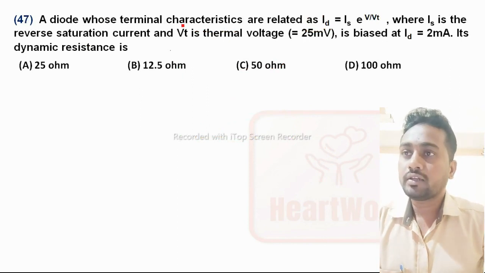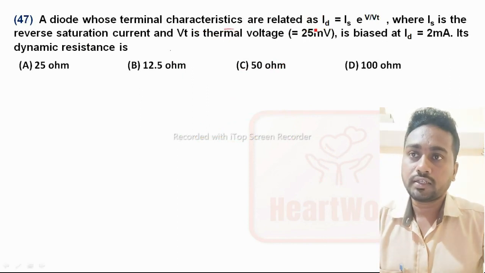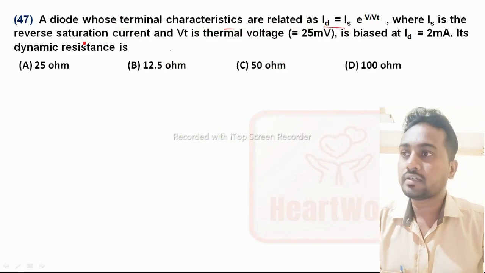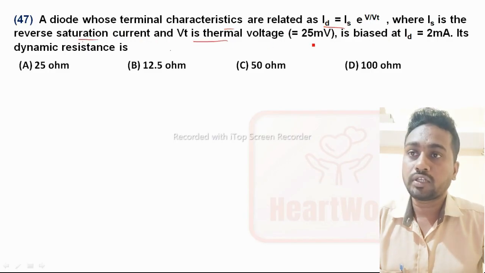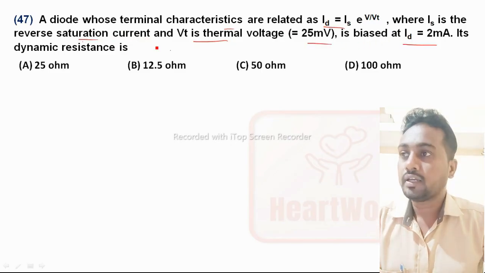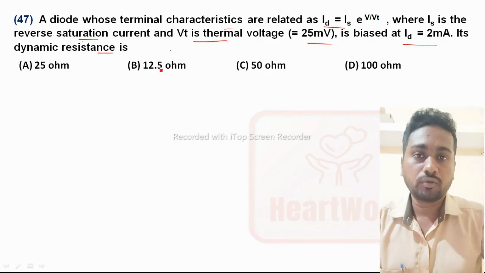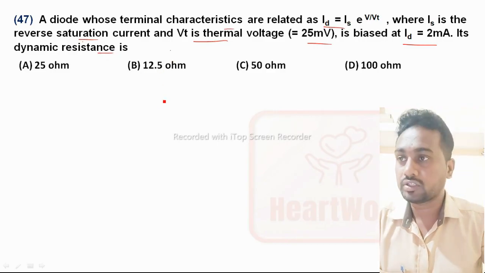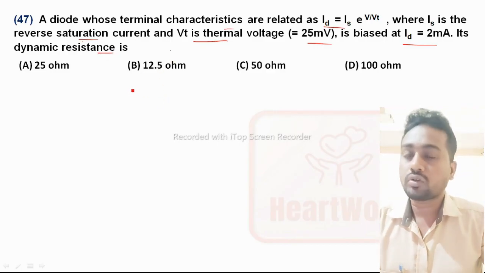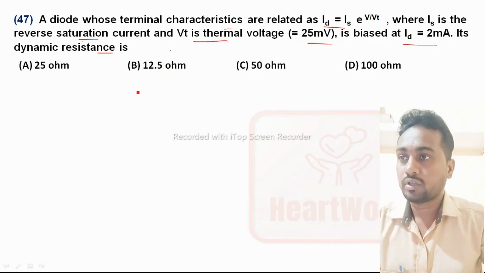Next, a diode whose terminal characteristics are related is this one, where Is is the reverse saturation current, and Vt is the thermal voltage, equal to 25 millivolt. It is biased at Id equal to 2 milliampere. Its dynamic resistance? So we have to find the dynamic resistance. Dynamic resistance or AC resistance, both are the same.